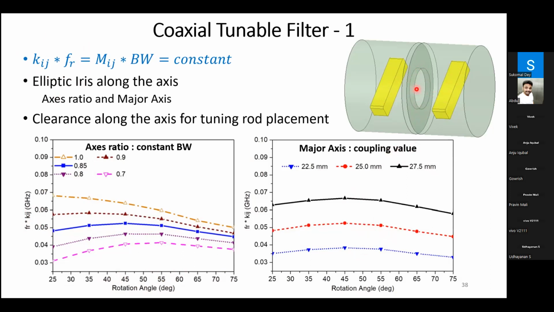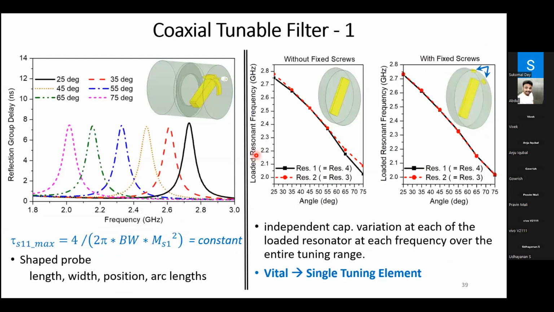Another benefit is it gives us an opening at the center of the filter for the dielectric tuning rod to be placed. So that is another benefit. It gives us a clearance along the axis for tuning rod placement. And for input-output coupling, we used a shaped probe. There were a lot of degrees of freedom here, length, width, position, arc lengths, and we were able to meet the constant bandwidth criterion, that is, the reflection group delay has to be constant.